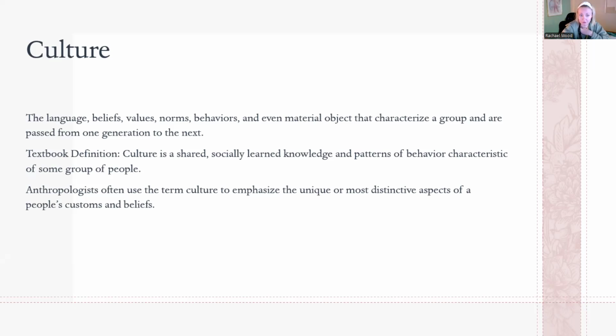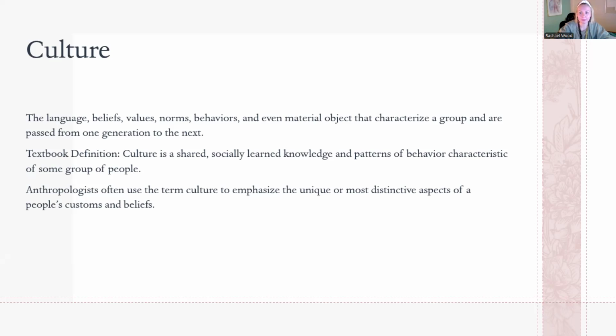Another definition that I have here is that culture is shared, socially learned knowledge and patterns of behavior characteristic of some group of people. This definition highlights how culture can be shared among groups of people and passed down, generation to generation. We might pass down objects through our family lineage, and genetics, but we also pass down certain cultural practices as well. That's what this definition is hinting at.